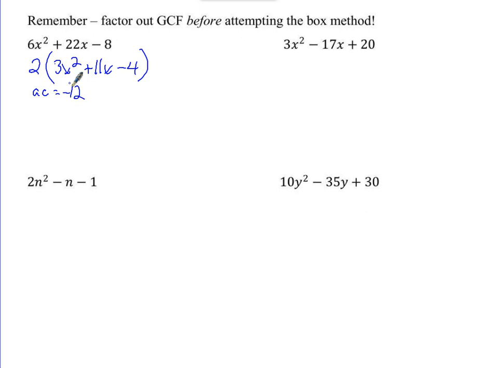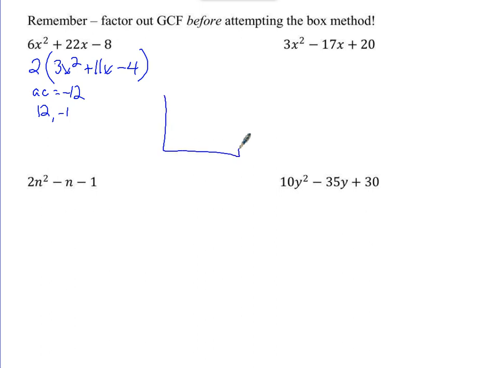So now I need two numbers that multiply to give me negative 12 and add to give me positive 11. What are those two numbers going to be? They've got to multiply to give me 12. Positive 12, negative 1. Yeah, I heard it. So we have positive 12, negative 1. They've got to be opposite signs because we're going to multiply to get a negative result. We've got to add to get a positive result, so the bigger number has to be positive. 12 times negative 1 is negative 12. 12 plus negative 1 is positive 11. So we have the correct numbers. Always check here. Always check.